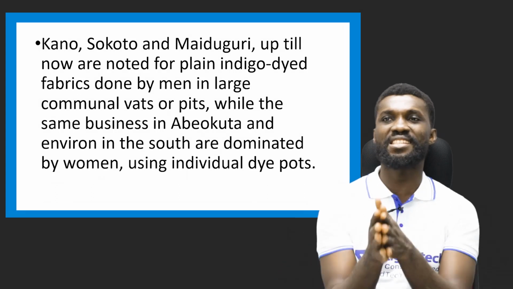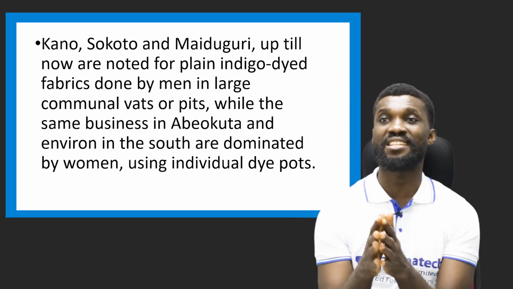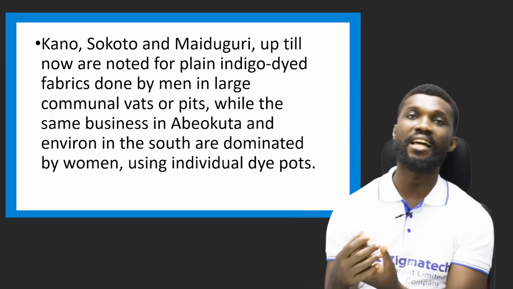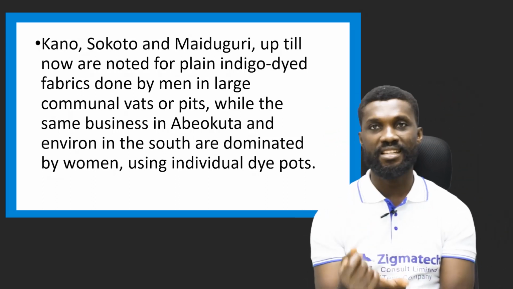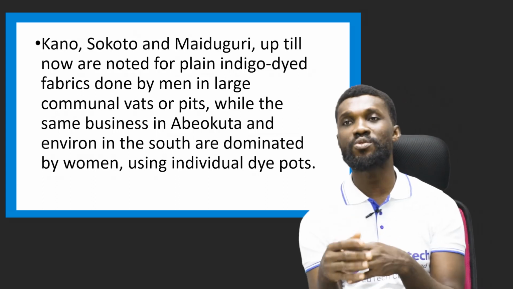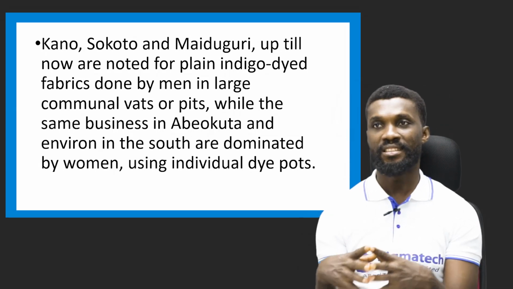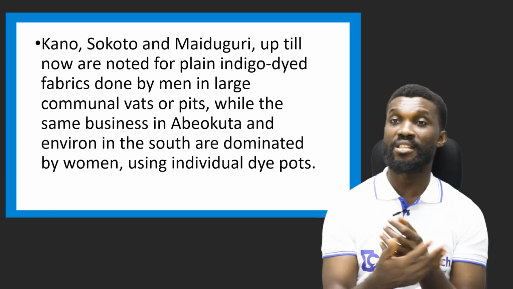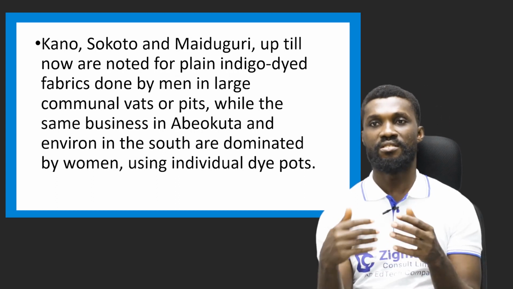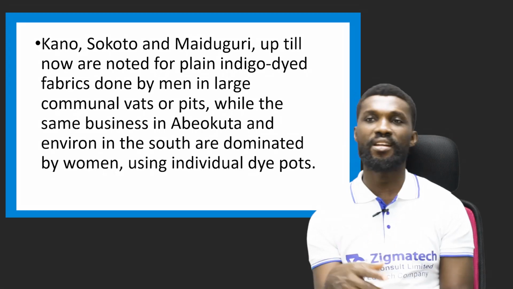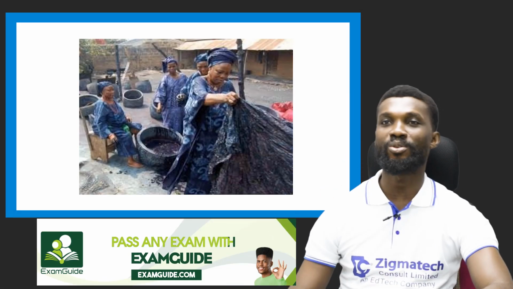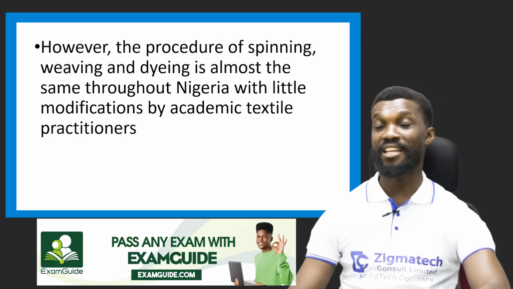While some businesses in Abeokuta and in the environment in the south are dominated by women using individual dye pots to create theirs. So in Kano, Sokoto, and Maiduguri, they are the men that you see. But in Abeokuta, which is the west and the south rather, you see it is dominated by women that use individual dye pots. Now this is that of the Abeokuta. I guess I have another image for the men.